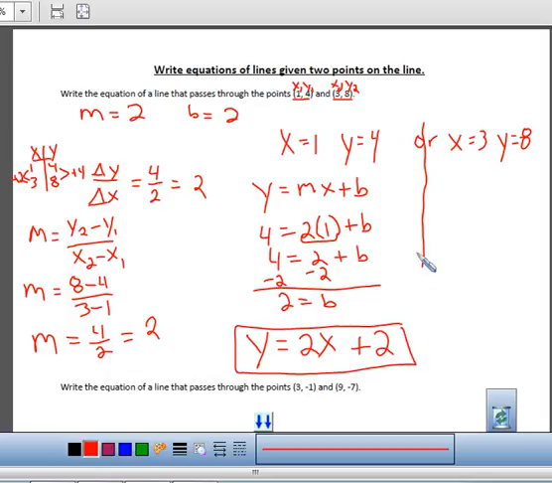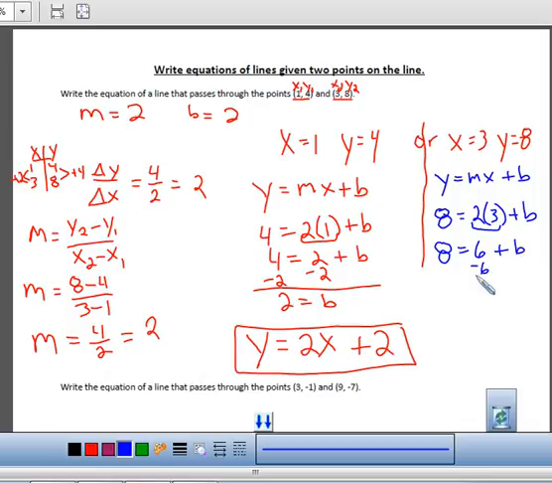Now I just want to show you that if we had used the other point that it'll work also. Y equals mx plus b. Plug in 8 for y. Plug in 2 for m. 3 for x. And we're trying to find b. 2 times 3 is 6. So I get 8 equals 6 plus b. Subtract 6 from both sides. And you get 2 is equal to b. Same thing. And it works out beautifully.